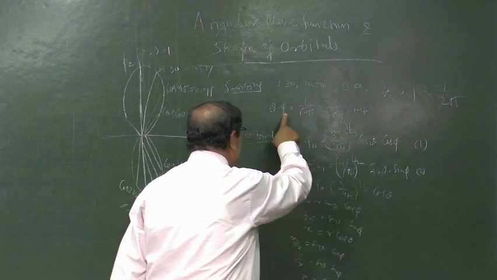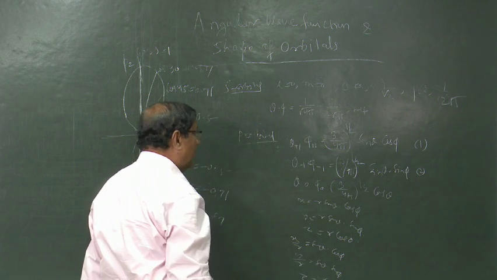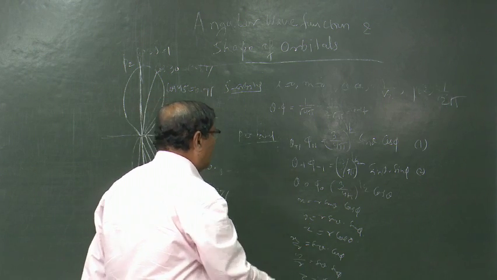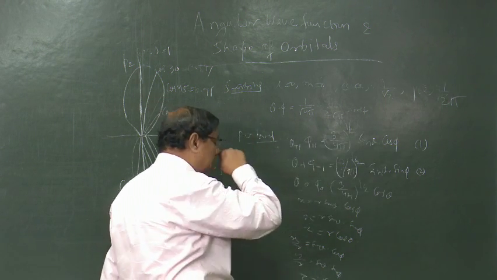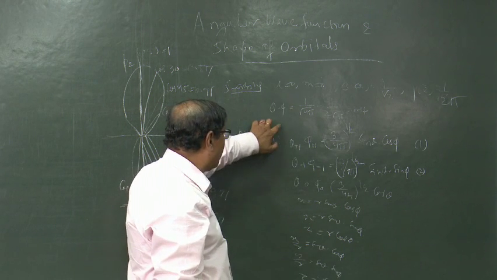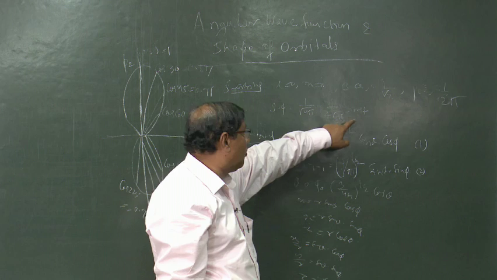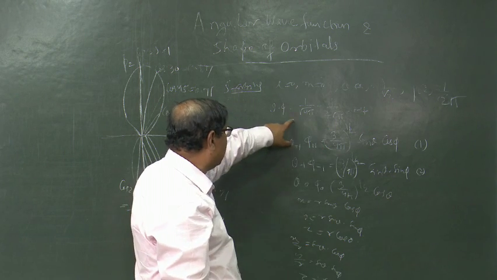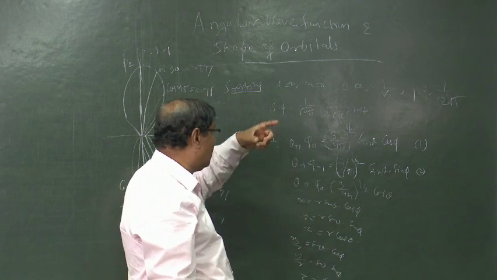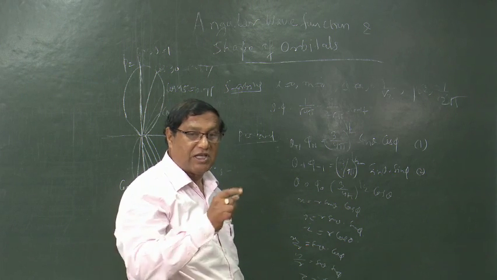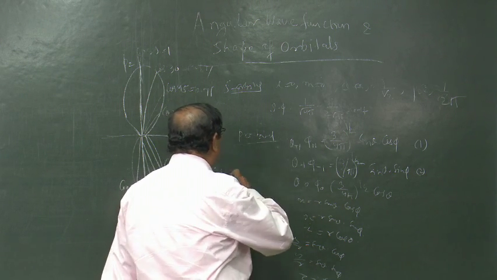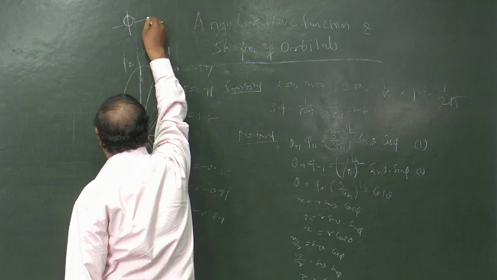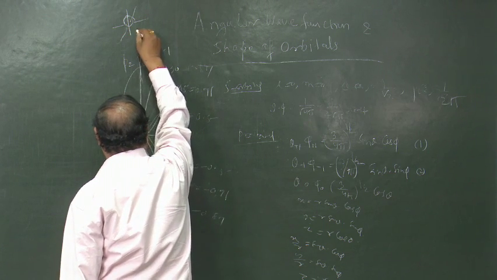So, theta and phi give you the angular wave function for the s orbital, which is equal to 1 by root over 4 pi. That is equal to 1 by 2 root pi, which is a constant quantity. That means the product of both angular wave functions is a constant quantity. It is independent of theta and phi. That means along the three axes, the value is constant. So, it is spherically symmetrical. The s orbital is spherically symmetrical along three axes. Now, this is for the 1s orbital.